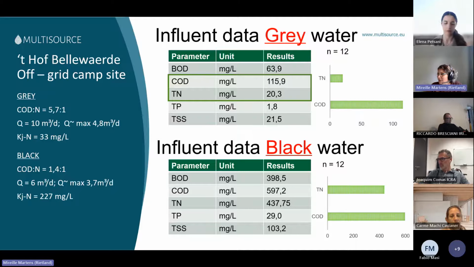So what have we designed for the multi-source project for the campsite? We have an area for the gray water of 44 square meters and for the black water of 32 square meters.